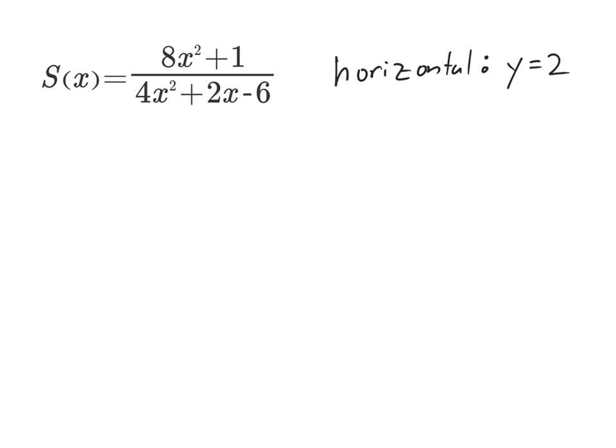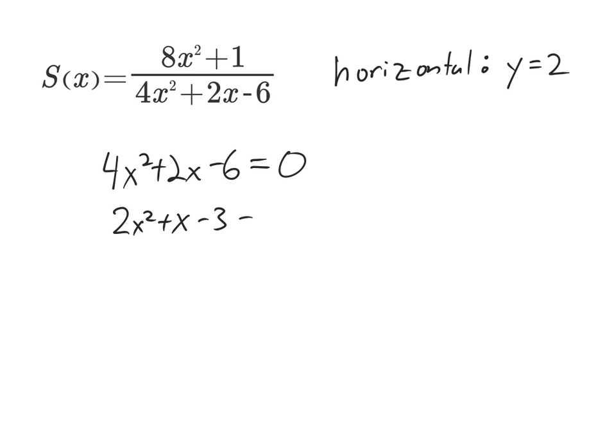Now to find my vertical asymptotes. Vertical asymptotes are going to be where it's undefined. And where it's going to be undefined is where the bottom is 0. So I'm going to set the bottom to 0. We're going to ask ourselves, where's that 0? That will be our vertical asymptotes. I can divide everything by 2, so I'm going to divide both sides by 2. So I get 2x squared plus x minus 3 equals 0, just to make my math a little easier.